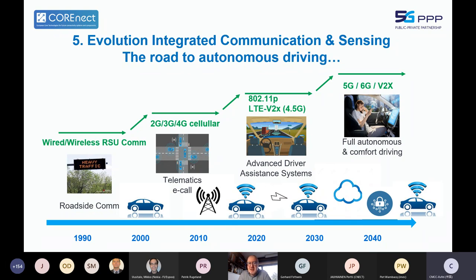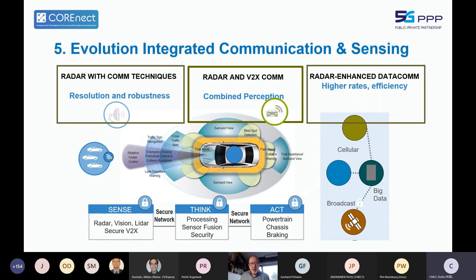And so we are evolving now towards 802.11p and LTE V2X with 4.5G, with the new generation of advanced driver assistance systems. And we see an evolution in the future to full autonomous and comfort driving, also measuring the health status of drivers to see whether they are getting tired, to see whether they are still paying full attention if they are driving themselves. And of course, full autonomous driving in the future based on smart cameras, LiDARs, radars, 5G, 6G communication and V2X.